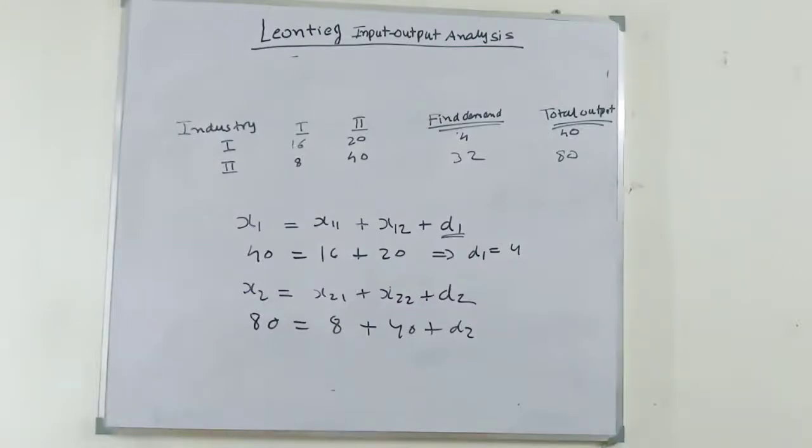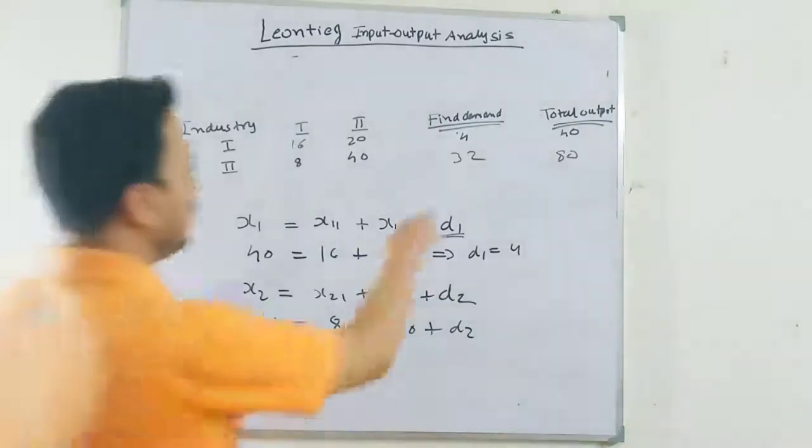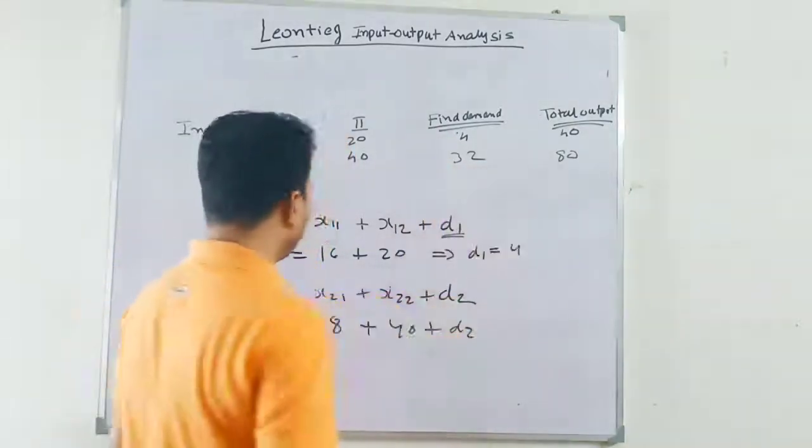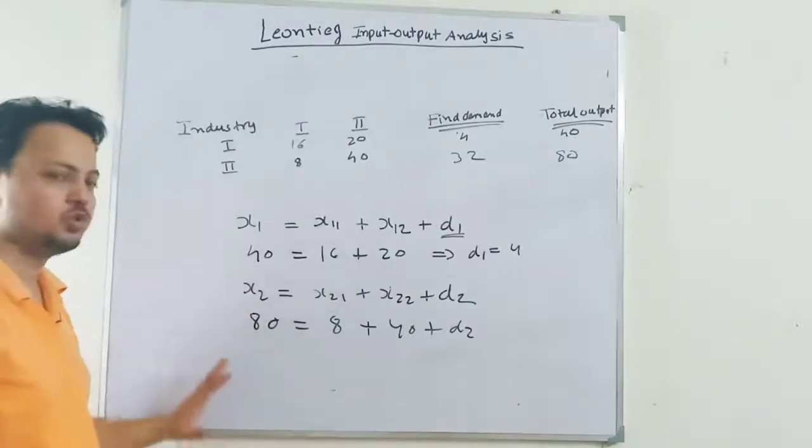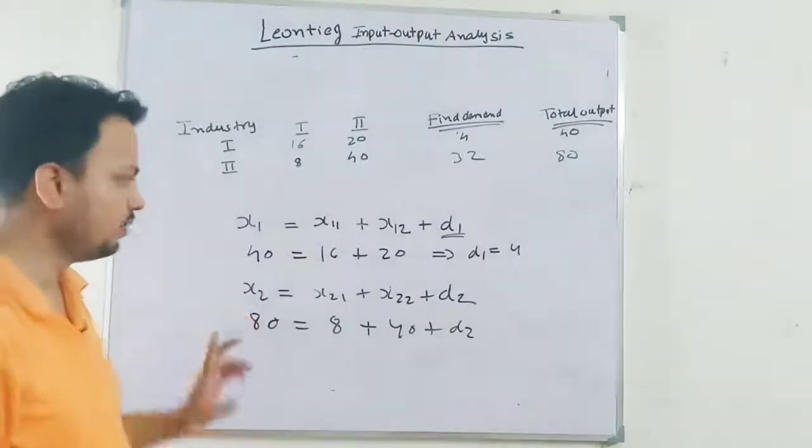So in examination, if one of the information is not given, from gross output you can take it out. From the formula, gross output, you can take it out. Okay. So this is the first question.